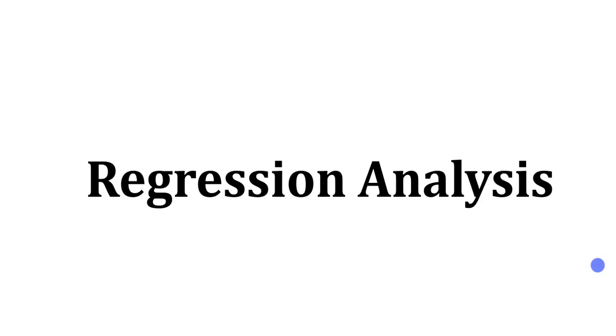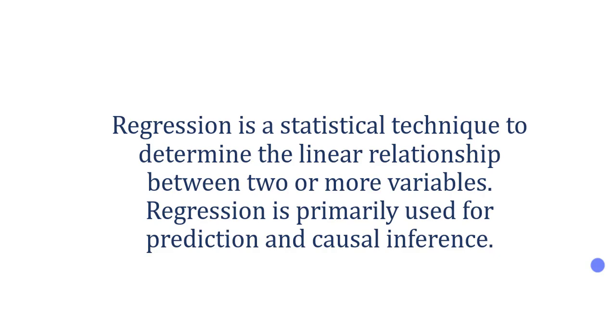So let's see what is the definition of regression. Regression is a statistical technique that determines the linear relationship between multiple variables. Primarily, regression can be used to predict the relationship between variables. Whenever we have to see the causes and effects of variables, we apply regression. So this technique can also be called a hypothesis testing approach.